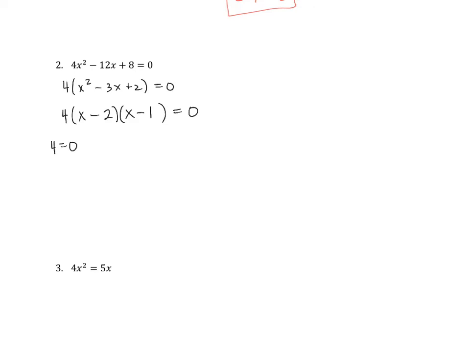If I set that equal to 0, there's no variable here, so that does not lead to a solution. The next factor I have is x minus 2. There is a variable there, so this one will lead to a solution. This will be x equals 2. And then the third factor is x minus 1. That also has a variable, so when I solve for x there, I will get x equals 1. So my 2 solutions are 2 and 1.